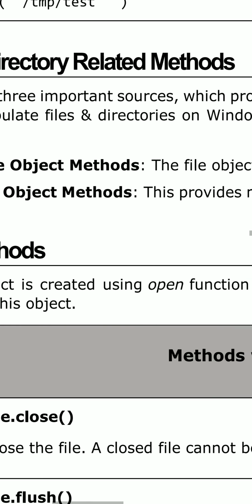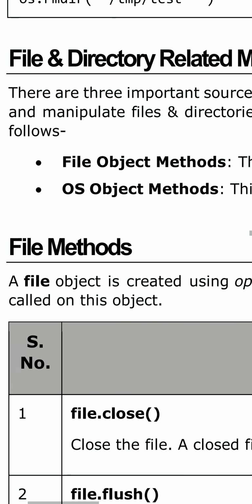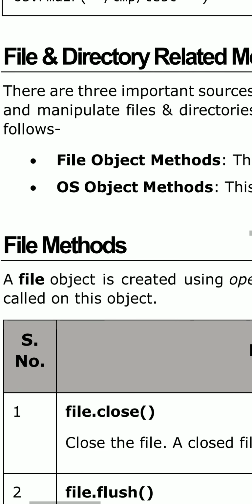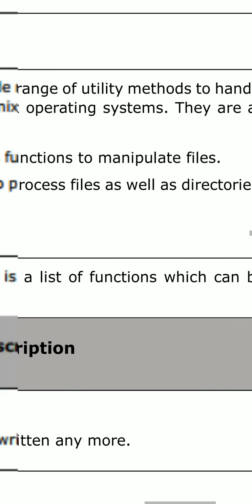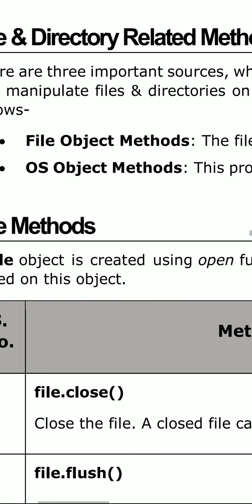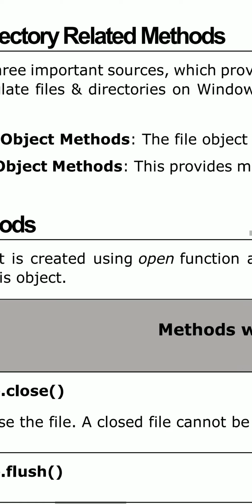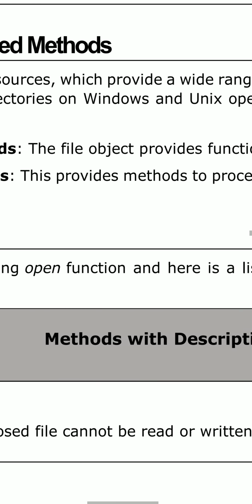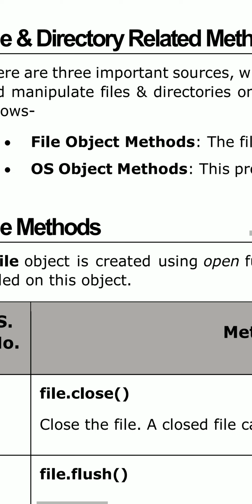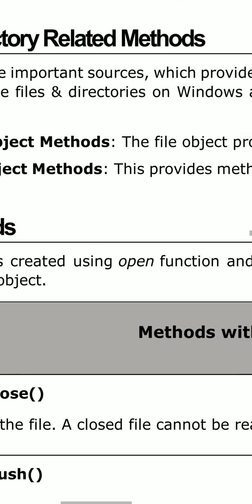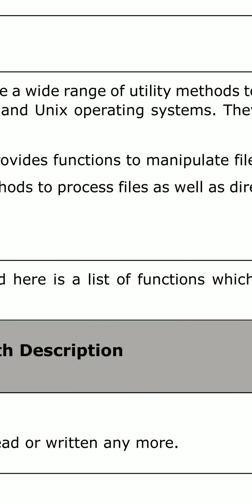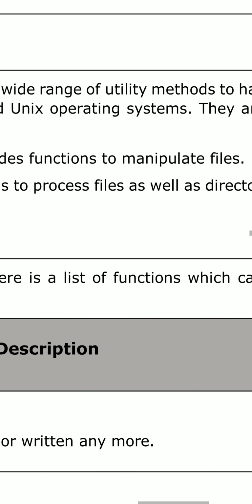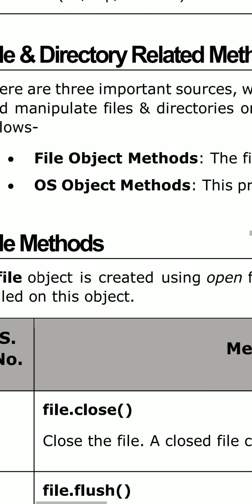So we have files and different types of methods on files and directory-related methods. These are important because they provide a wide range of utility methods to handle multiple files and directories on Windows and Unix operating systems. The file object methods provide the functions to manipulate files. What are the different types of functions we use when we manipulate files in the file object module?